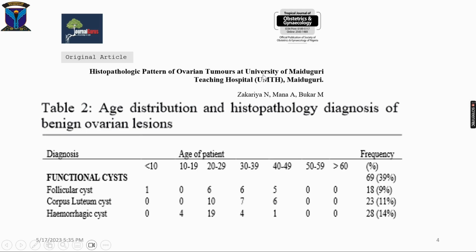This paper looked at histopathology pattern of ovarian tumors in a hospital, and as one can see here, functional cysts made up 39% of the lesions that were surgically managed. All these follicular cysts, corpus luteum cysts, hemorrhagic cysts are physiological cysts that can resolve spontaneously. But all these patients underwent surgery for conditions that will certainly resolve spontaneously.